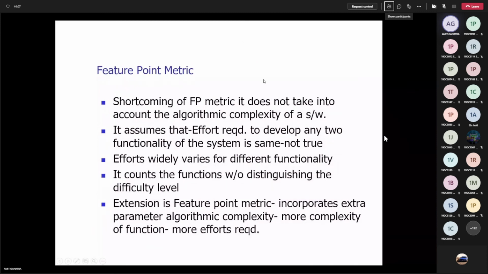Right. So as we have discussed, in the function point matrix, we do not take into account the algorithmic complexity. It assumes that the effort required to develop any 2 functionalities of the system is the same, which is not true. As you are aware, efforts vary widely across different functionalities. 2 different functionalities never require the same kind of effort. So here it counts the functions without distinguishing the difficulty level. So the extension is the feature point matrix. Here we have to incorporate an extra parameter called algorithmic complexity, and more complexity of function means more effort is required.